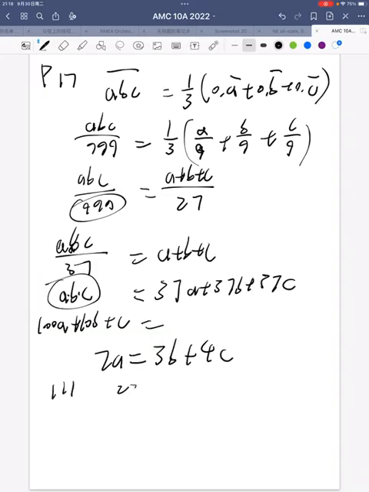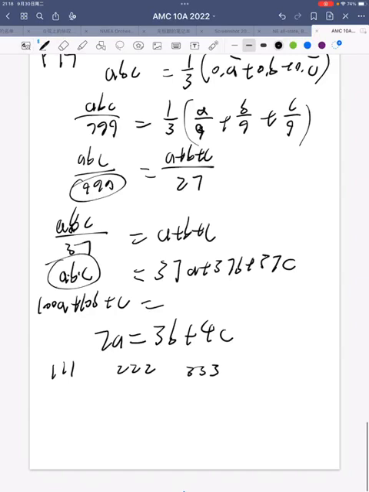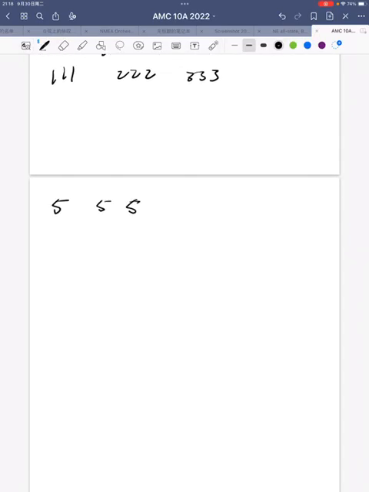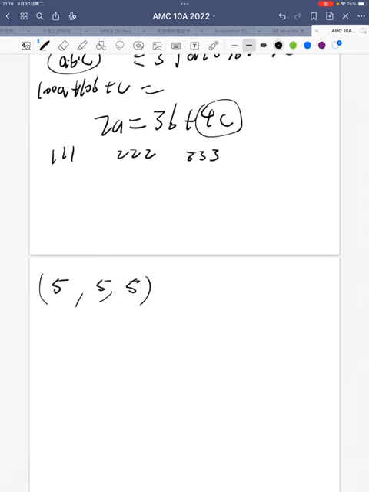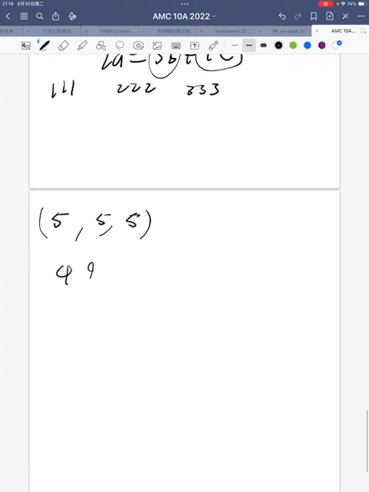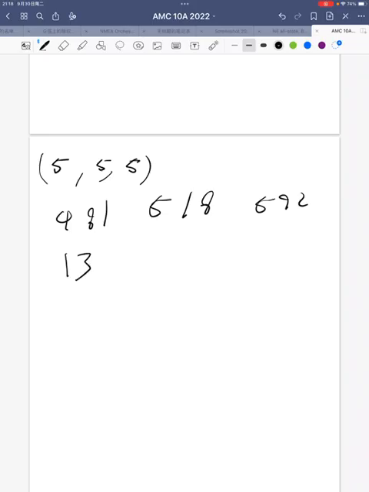Notice how 1,1,1, 2,2,2, 3,3,3 are obviously solutions to this, but there are more. There are actually more solutions symmetrical to 5,5,5, this ordered triplet of solutions, because for every 3 we increase C by, we have to decrease B by 4. So there are other solutions such as 4,8,1, 5,1,8, 5,9,2. As you can see, they're all symmetrical regarding 5,5,5, and eventually we get 13 ordered triplets of ABC.